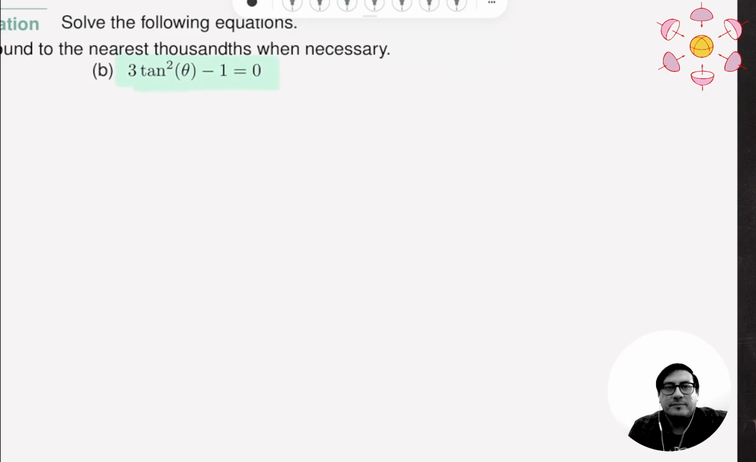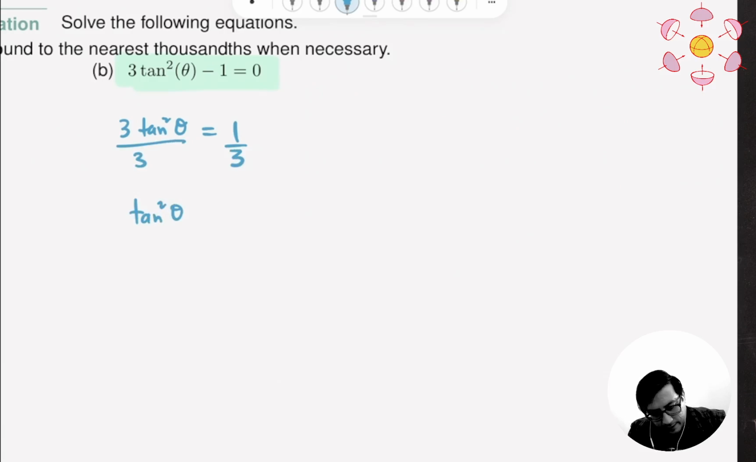Okay, welcome back. So here's our next equation. Our first step is to isolate the trig function. First let's write this as 3 tangent squared theta. I'm going to do one algebraic step and add 1 to both sides so I can write equals 1. Then let's divide by 3. We have tangent squared theta equals 1/3.